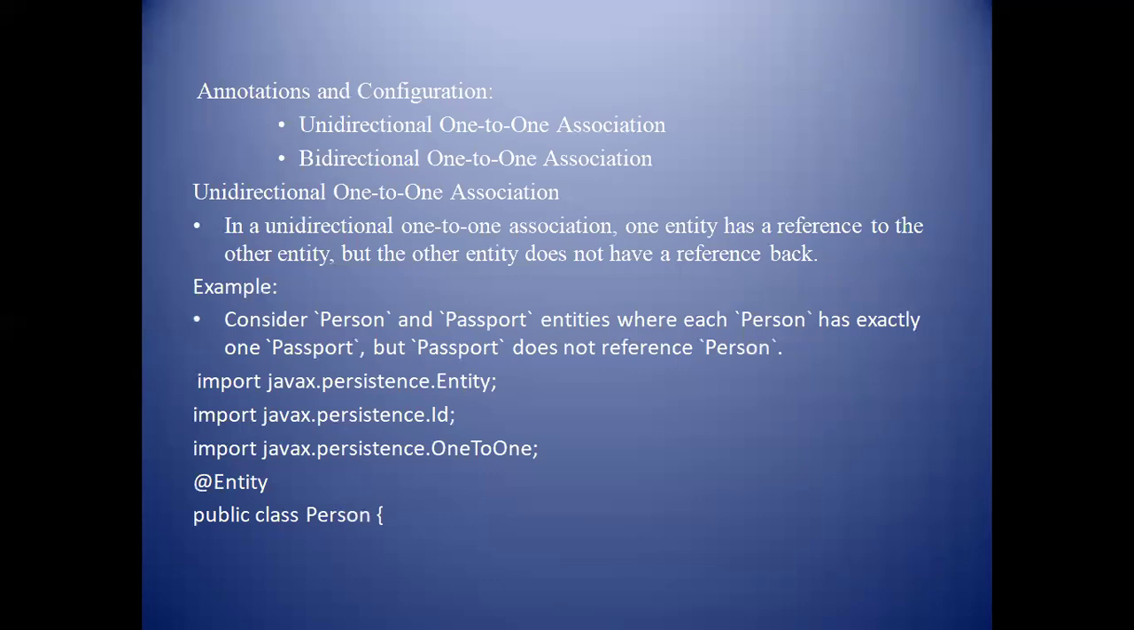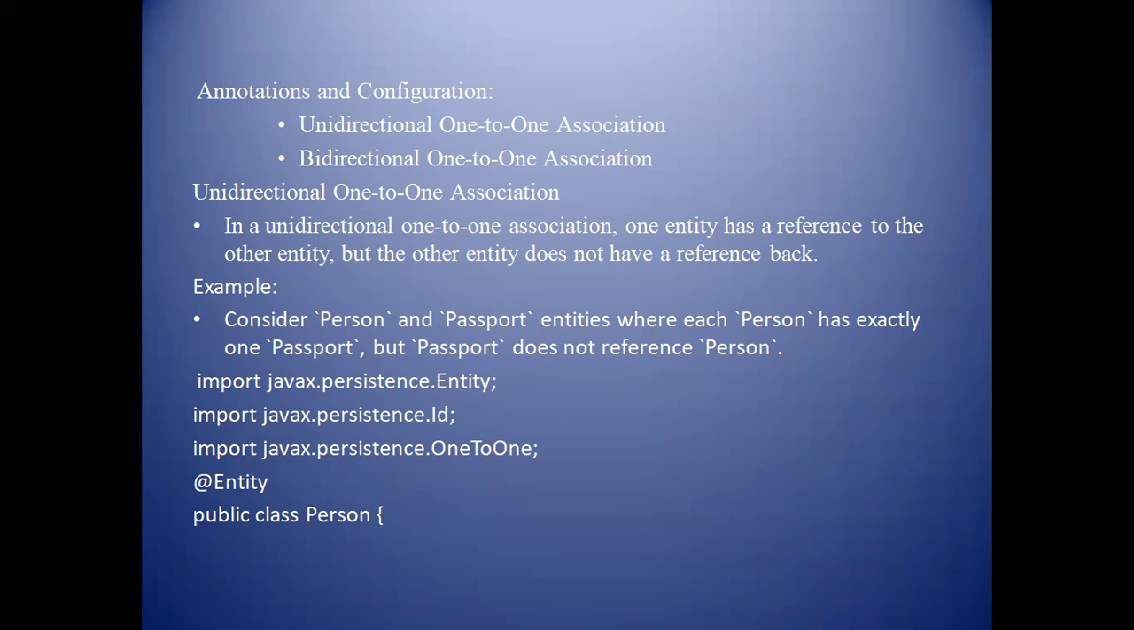First we go with the unidirectional one-to-one association. In a unidirectional one-to-one association, one entity has a reference to the other entity, but the other entity does not have the reference back. For that example, consider Passport and Person, two tables, said to be entities. The Person has exactly one Passport. The Passport does not refer to the Person.